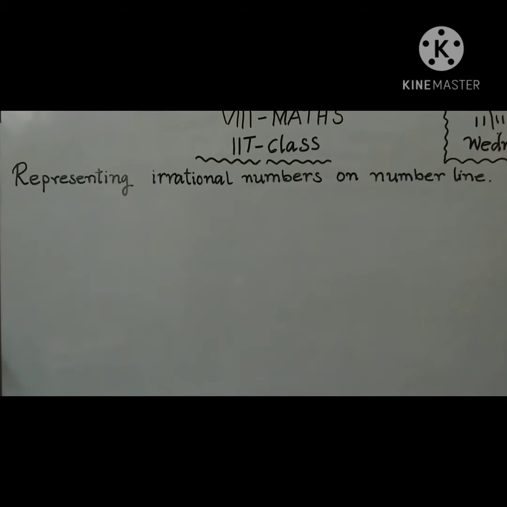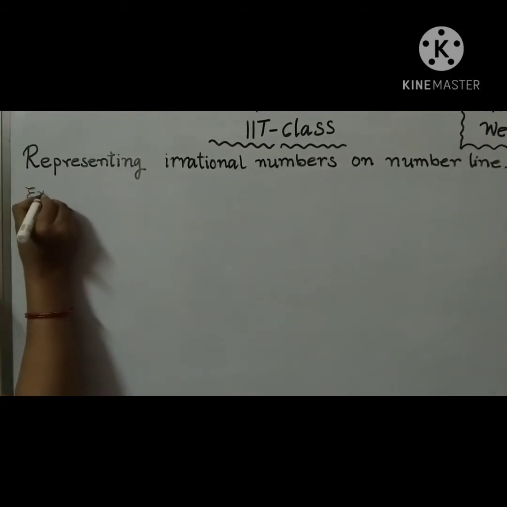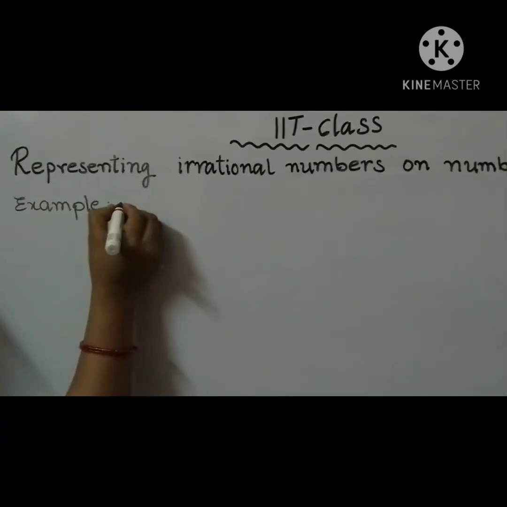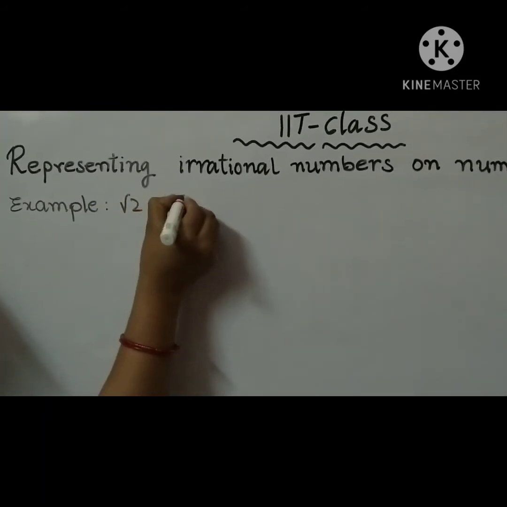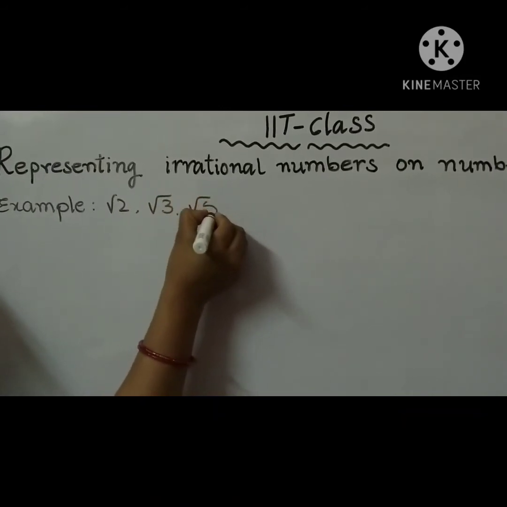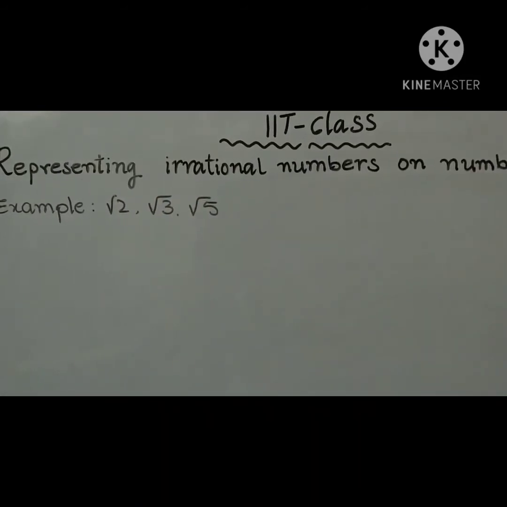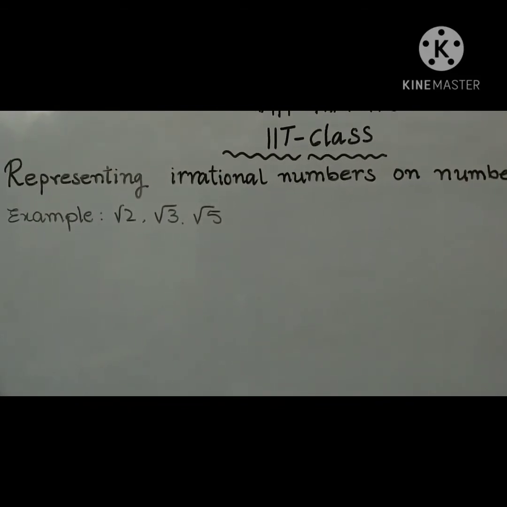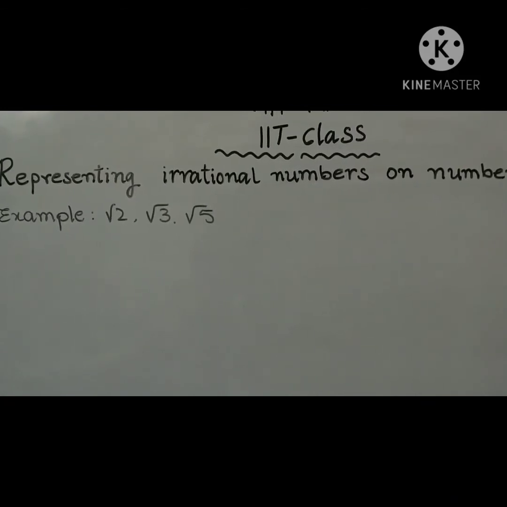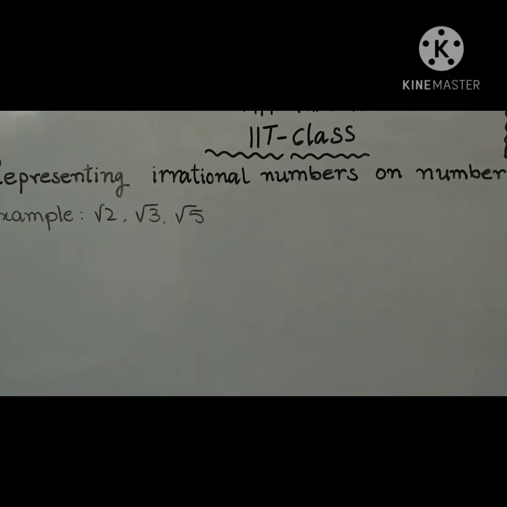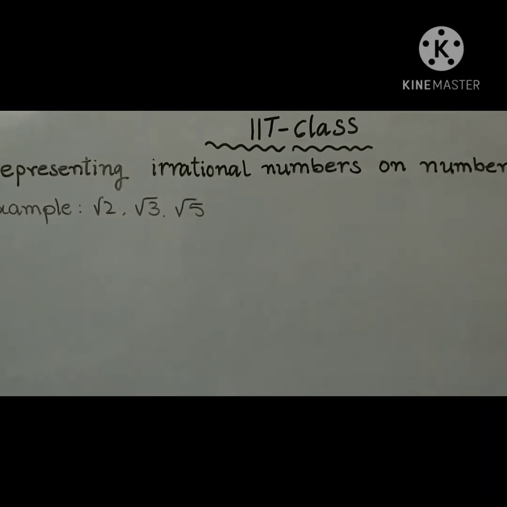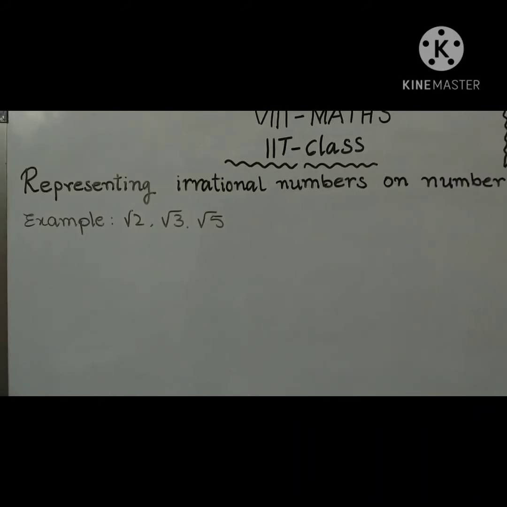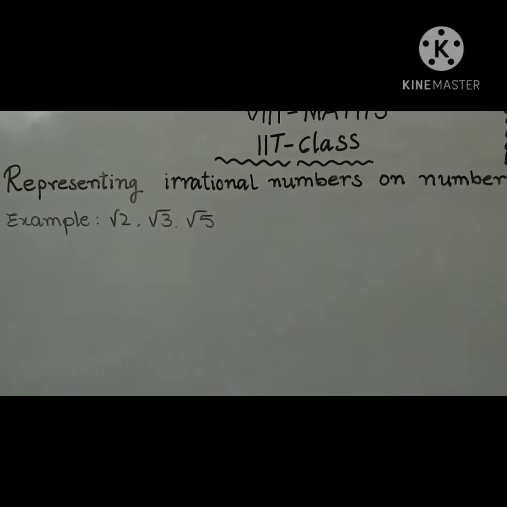For example, root 2, root 3 and root 5 are irrational numbers on the number line. Representing irrational numbers on the number line. So first, how to draw the number line, how to mark the values root 2, root 3, root 5. Okay, first draw the number line.